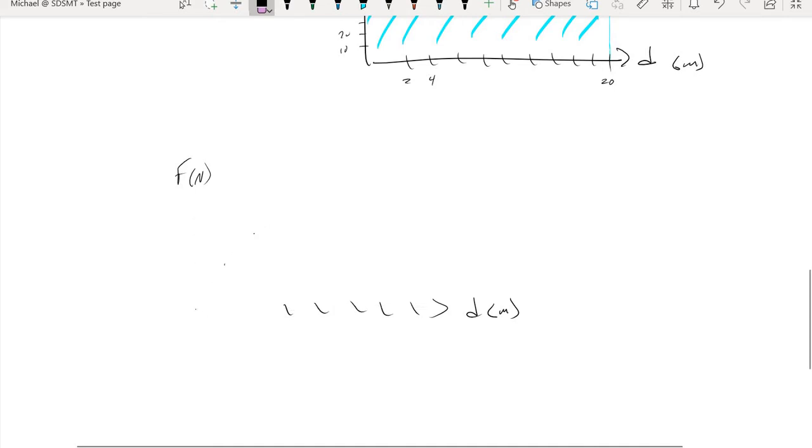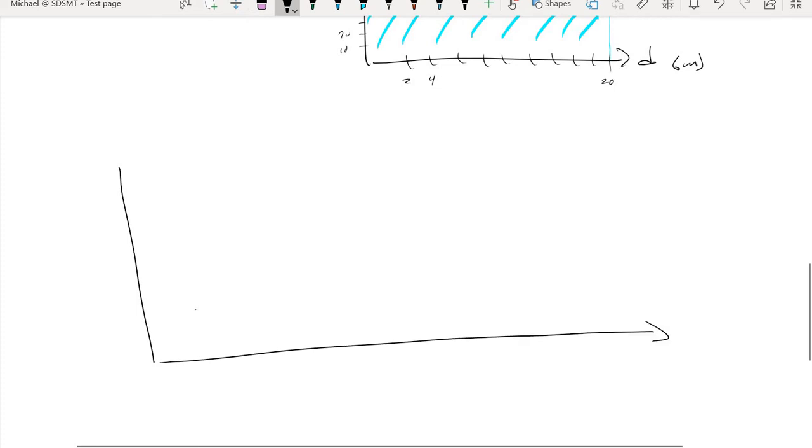I should probably redraw this. I'm not going to get the graph that I want out of this. I'll make the graph a little bit bigger. So displacement in meters, force in newtons. We'll do 5, 10, 15, 20, 25.